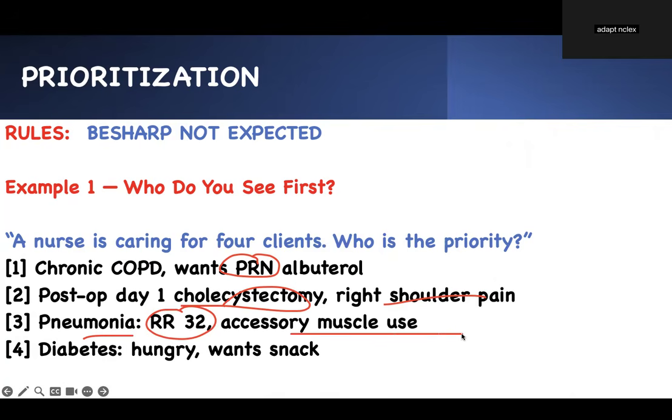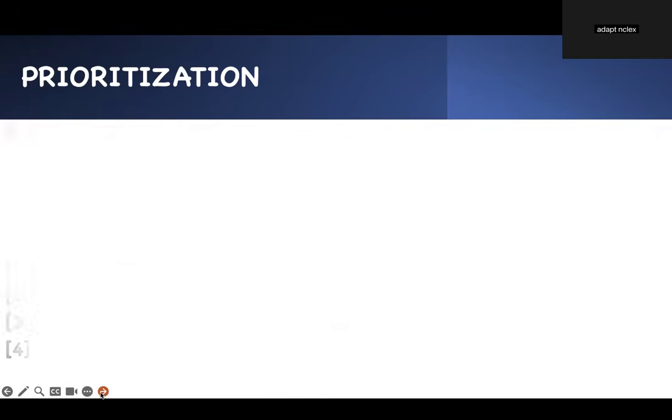You are going down the tube. I don't like that. Diabetes, you're hungry. Well, you can eat all you want and you want a snack. Good luck. It's not like they are hypoglycemic. They're hungry. They just want to eat. Well, eat everything you want. Therefore, you can tell that number 3 is the right answer. This is the type of 4-patient prioritization where you prioritize one over the other based on being sharp and the information in the B SHARP.